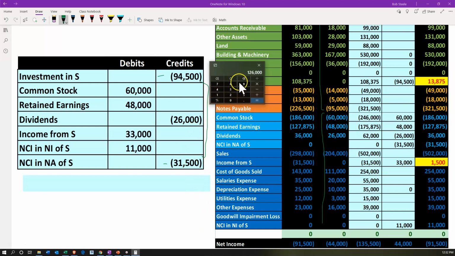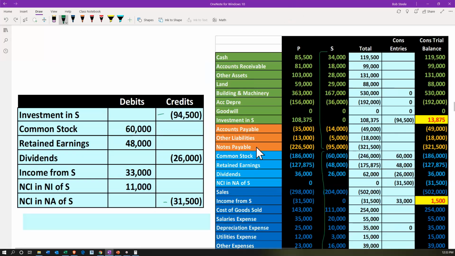So we're going to say, all right, take that times 0.75. There's the 94.5. And then, of course, if I took 25% of it, we would have the other side. Where did my mouse go? I forgot what the amount was. So 60,000 plus 48,000 plus 33,000 plus 11,000 minus 26,000 times 0.25. There's the 31.5.